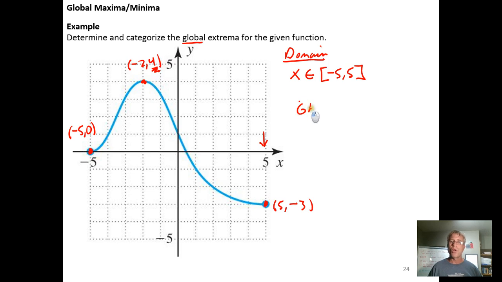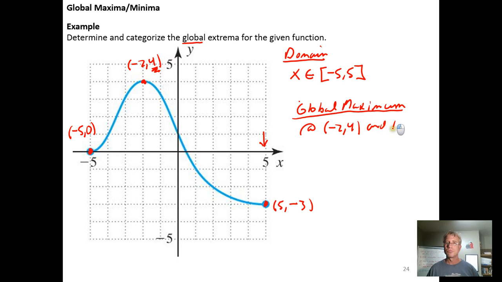So we do have a global maximum, and the location of that maximum is at the ordered pair -2, 4, and the actual maximum is the output value, which is 4.